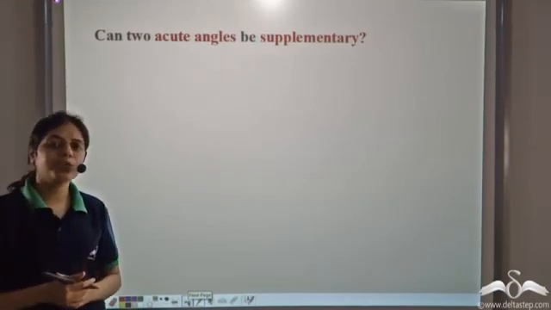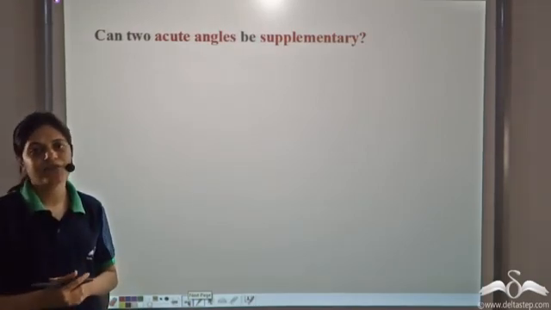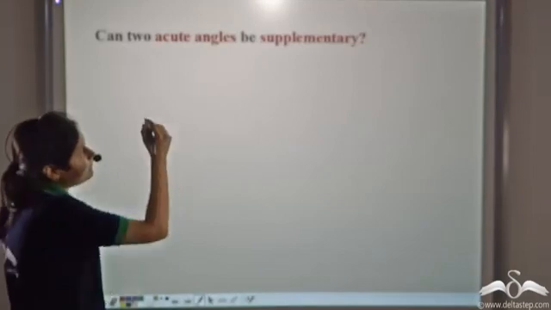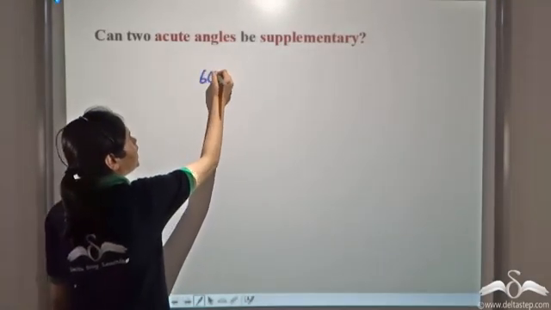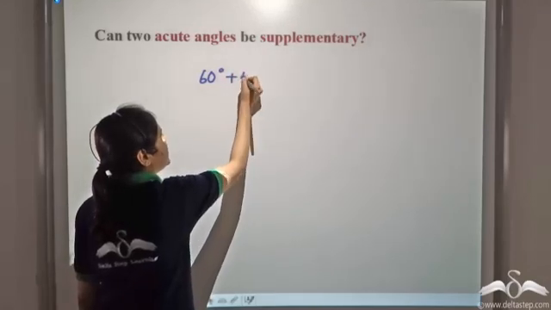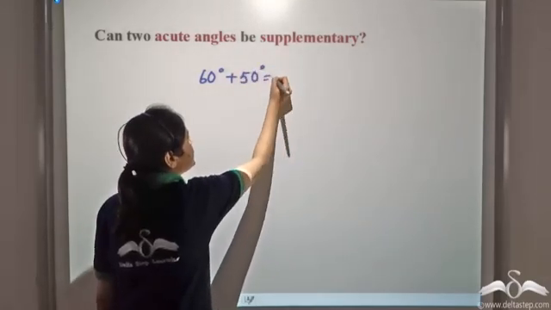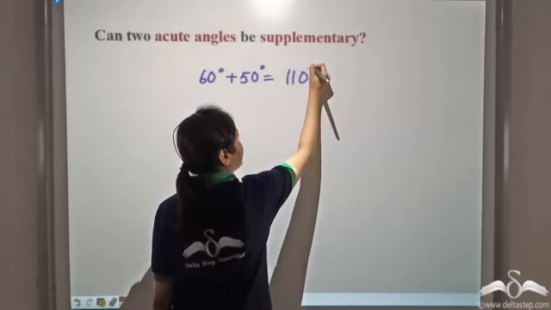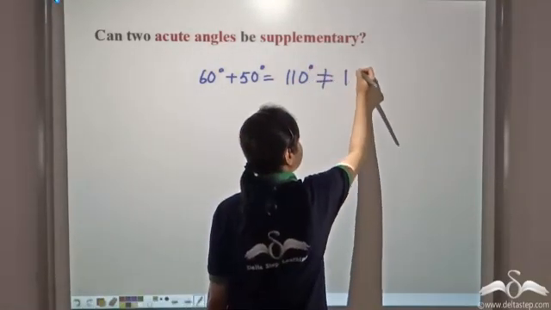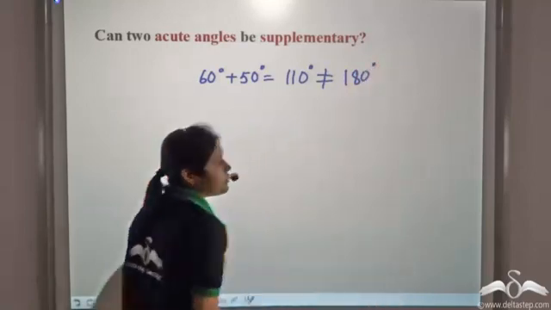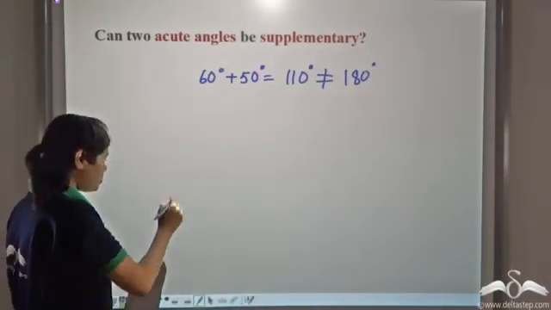Now, can two acute angles be supplementary? Let's check. We take two acute angles, 60 degrees and 50 degrees. Their sum is 110 degrees, which is not equal to 180 degrees. So, they are not supplementary.